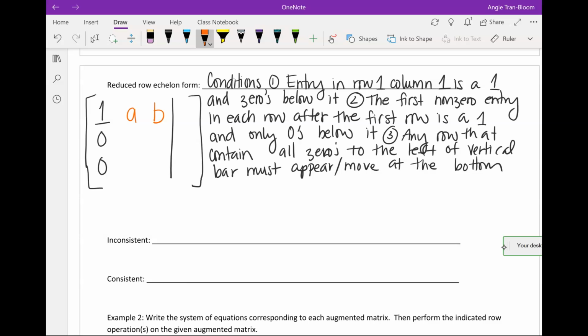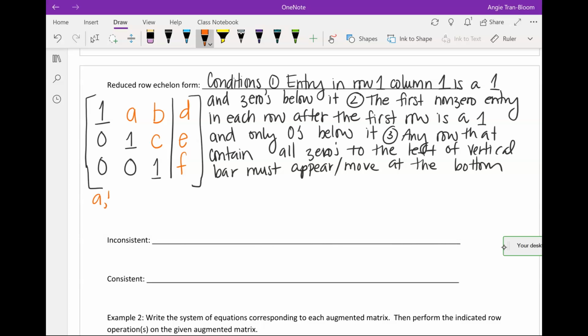Now that you have 1 there, the next 1 value would be here. And again, if there's a 1, you have to have 0 after it according to your condition number 2. The first non-zero entry, condition number 2, in each row after the first row is a 1 and only zeros below it. So that means I got A, B, so this is our C. Well, guess what the third value of that third row is? It's a 1. Okay. So you got your A, B, C. Now, your right side, these are your constants. So I already use A, B, C. So we can use D, E, and F here.